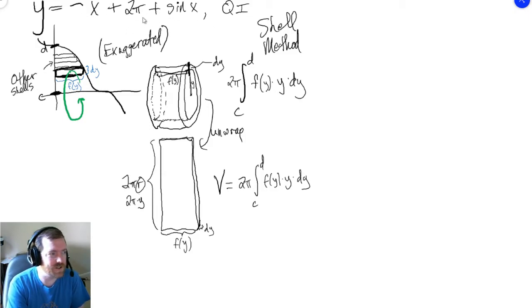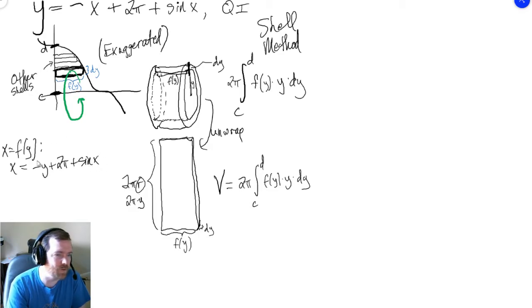So here, if you tried to solve for x and get a function of y, right? So x equals a function of y. Then what we've got is we bring x to the other side. So x equals negative y plus 2 pi plus sine of x. Well, now we've got to move the sine of x over, so this is going to be x minus sine of x equals negative y plus 2 pi. And I don't know of any particular function which is going to undo this.